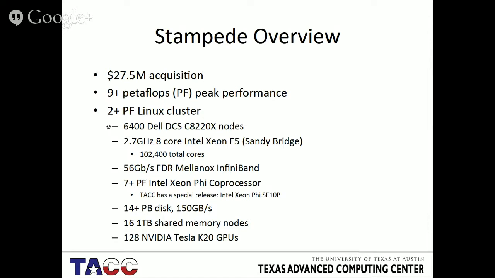And I'll get into the details of the chip and the mics in a little bit. As with Lone Star, we also have 16 large memory nodes for people who need a terabyte of memory on one shared system. 128 GPU nodes. What's really nice about the GPU nodes on Stampede is if you already have a program that supports GPUs, and you want to write a program that runs on the mic, and you want to compare them, on all of our GPU nodes, we have both a GPU and a mic, so you can actually run and compare on the same node.